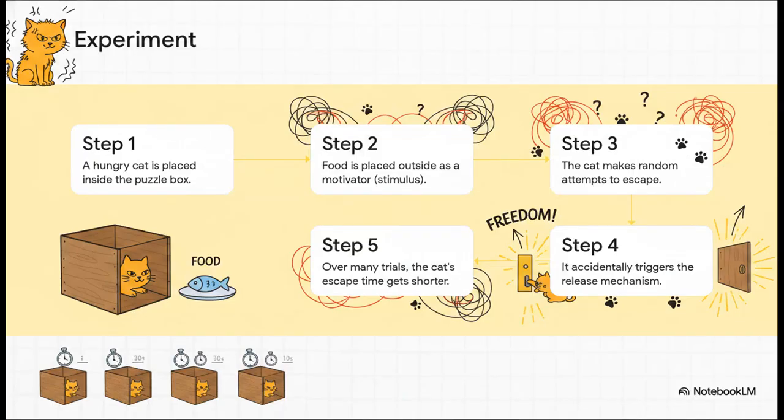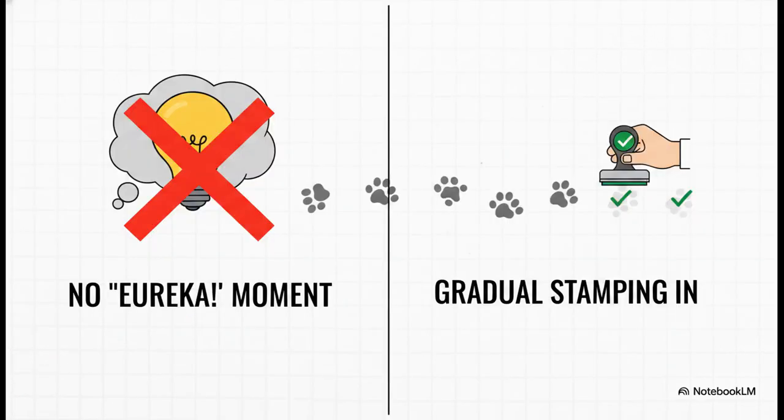The first time in, the cat basically freaked out. I mean, it's clawing, it's biting, it's trying to squeeze through the bars, total chaos. And then, completely by accident, it bumps the lever. The door swings open. Sweet, fishy freedom. But Thorndike wasn't done. He'd put the cat right back in and start the timer all over again. And again, and again.